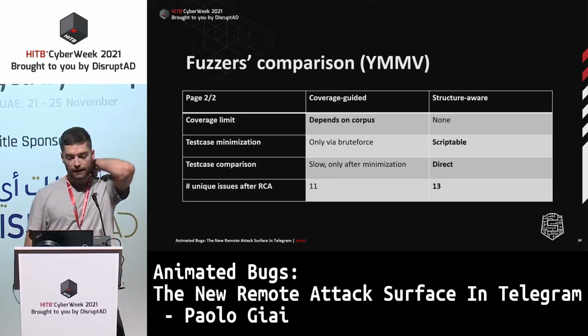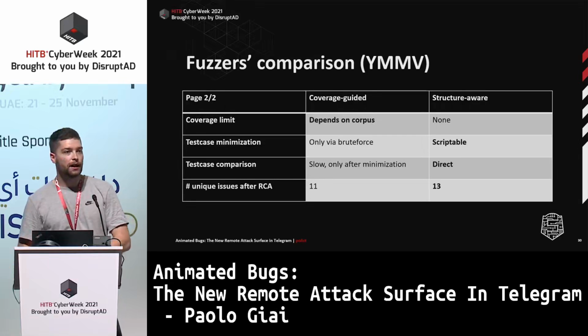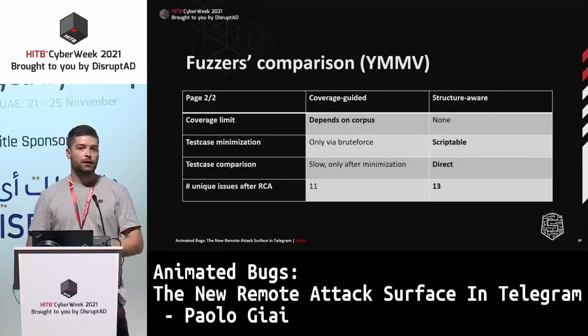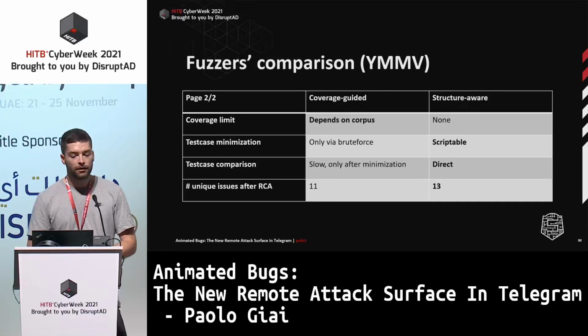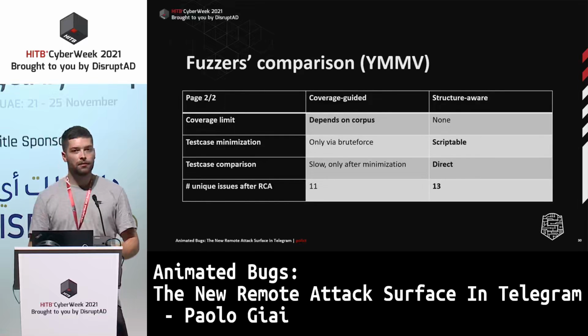Last but not least, some points about the number of unique issues I have identified after root cause analysis, since as we have seen, by looking at the stats coming from the fuzzers, of course, there were thousands of crashes, but after root cause analysis, they came down to 11 and 13, but still, as you can see, I could find two additional issues by implementing this structure-aware fuzzing.